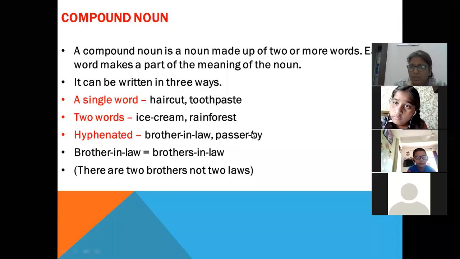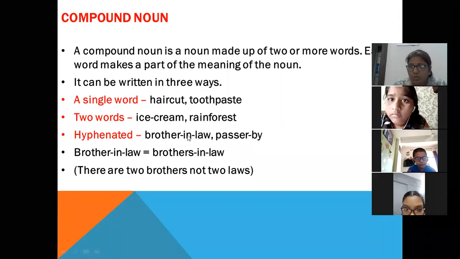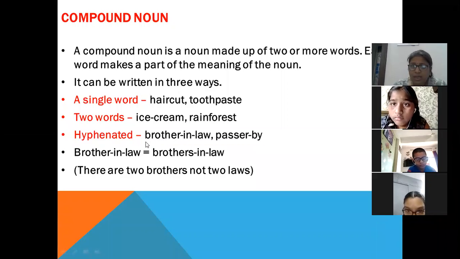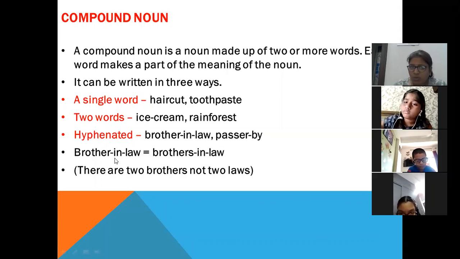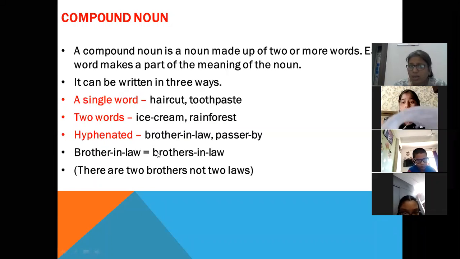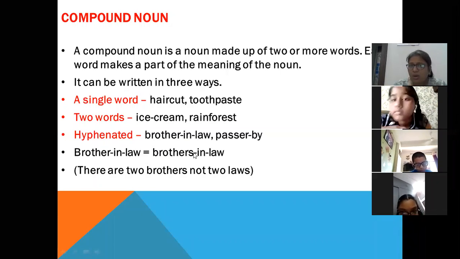Brother-in-law, passer-by. Now, when such hyphenated words are there, how do we make them plural? We should never write brothers-in-laws. If we want to make brother into plural, it will become brothers and in-law will remain the same. So the word will become brother-in-law singular and brothers-in-law plural.